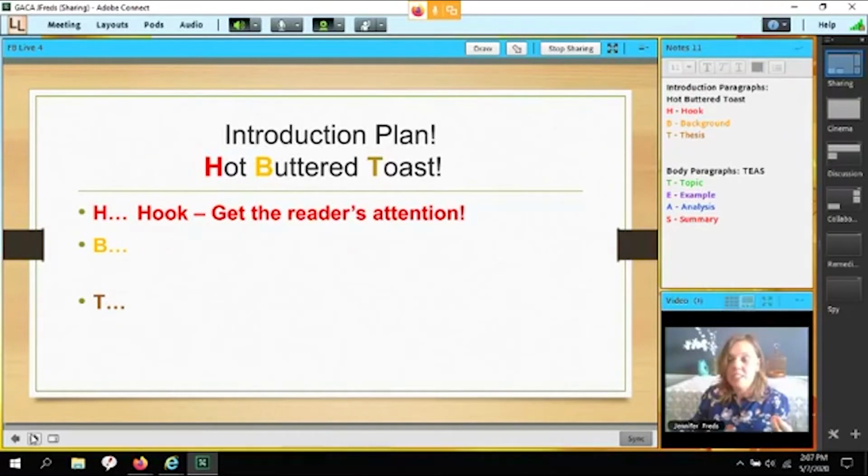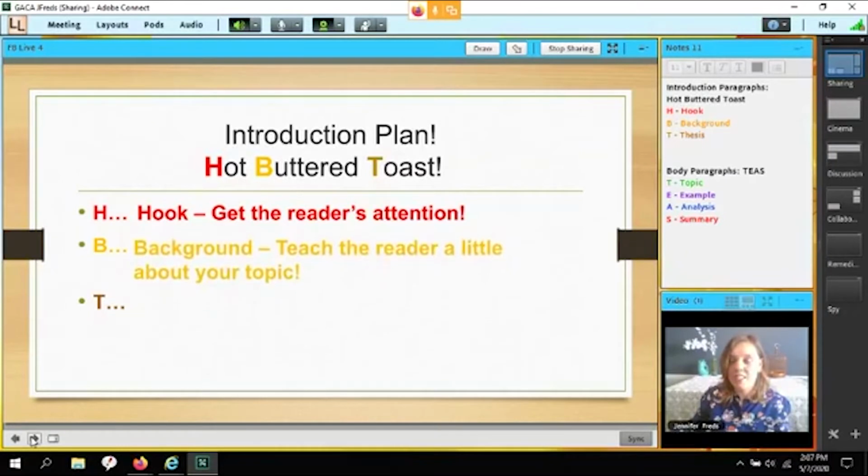So these can be things like a startling statistic. It could be something that other people can easily relate to. It could be an anecdote or a personal experience that other people may find interesting or enjoyable, but something right away that hooks them and reels them in so that they keep reading what you have to say. So that is our H in our hot buttered toast introduction.